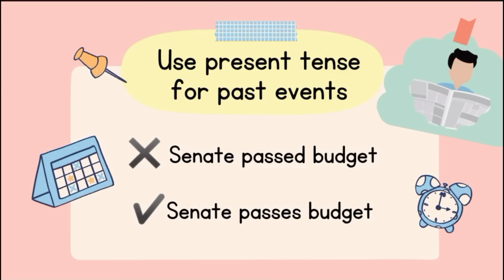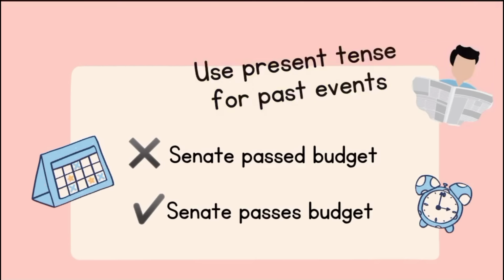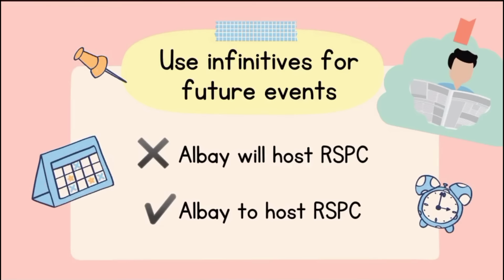Fifth is to use infinitives for future events. Instead of writing, Albay will host RSPC, write, Albay to host RSPC. Sixth is to avoid splitting a verb phrase. A headline should be easy to read and logically written and arranged on the pages.